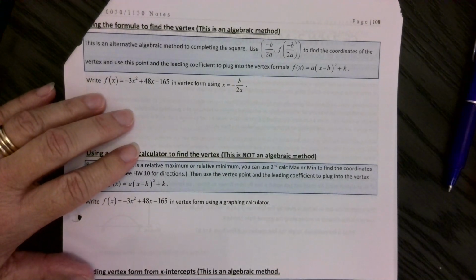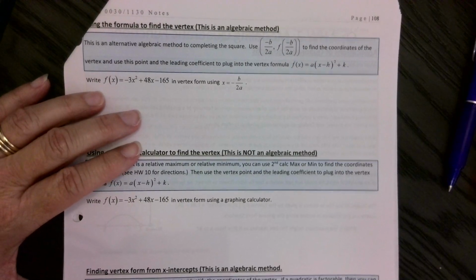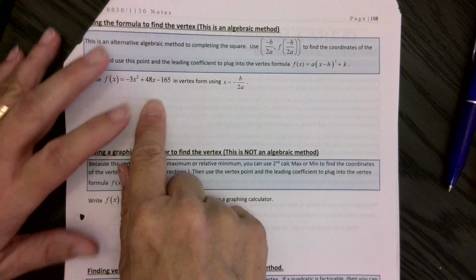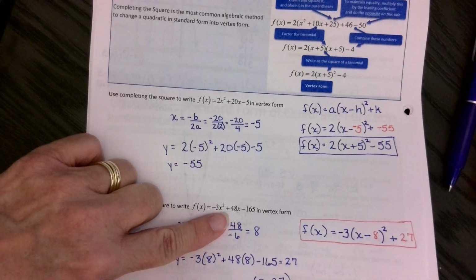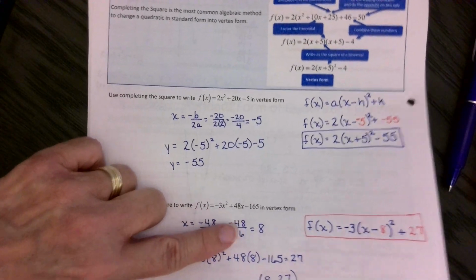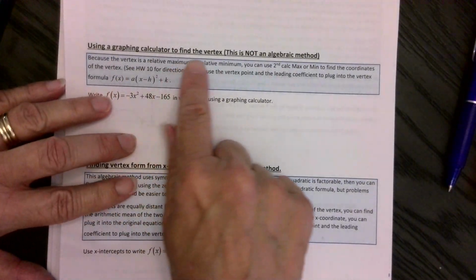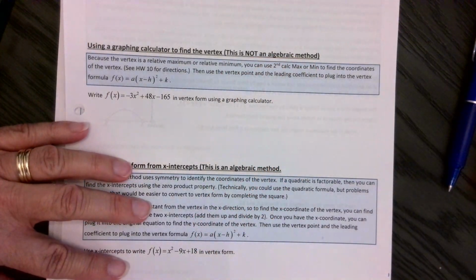Okay. Using the formula to find the vertex, use the algebraic method. That's the whole thing. I just did this. Okay. That is that problem right there. So I'm not going to do that one again. Now, using the calculator to find the vertex. This is not the algebraic method.